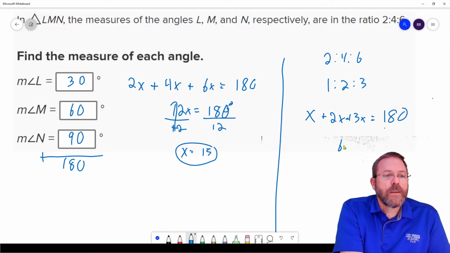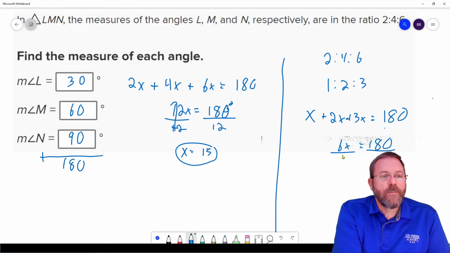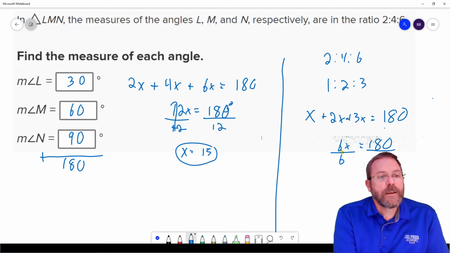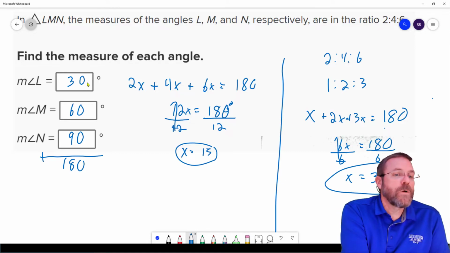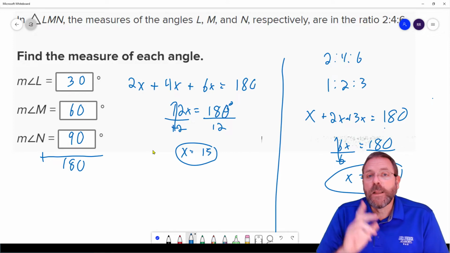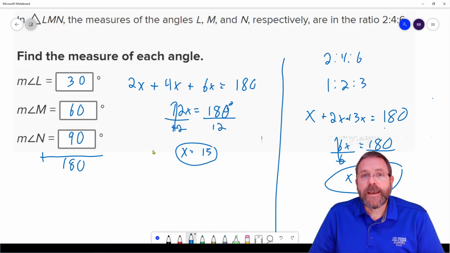And then we can say 6x equals 180. I'm going to divide both sides by that 6. And when I do that, I can go from there. 6 divided by 6 is 1. 1 times x is x. 180 divided by 6, that means that x is going to be 30. So angle 1 would have been 30 degrees. Angle 2 would have been 2 times 30, which is 60. Angle 3 would have been 3 times 30, which is 90. Two different ways to skin the same cat.